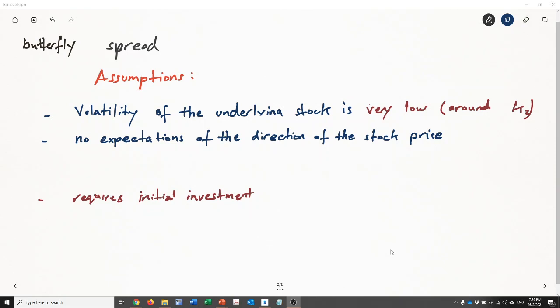So to summarize the assumptions that motivate us to create a butterfly spread: we expect the volatility of the underlying stock to be very low, revolving around K2, and we don't have any expectations about the direction of the stock price. And we also agreed that this strategy will require an initial investment.